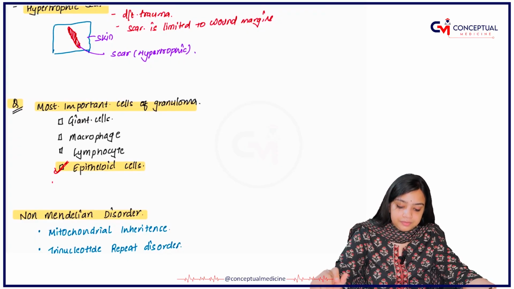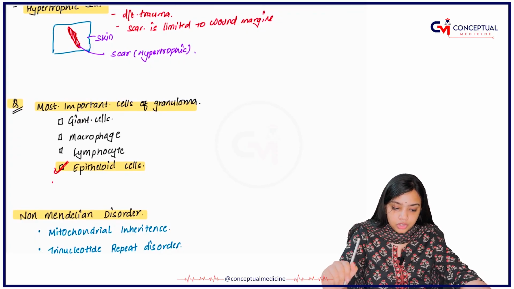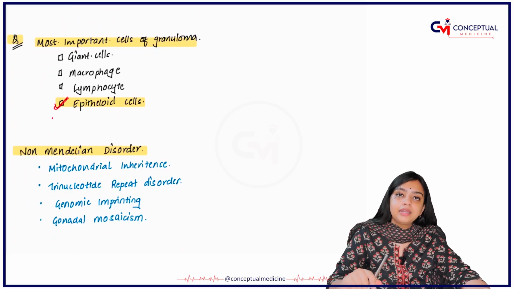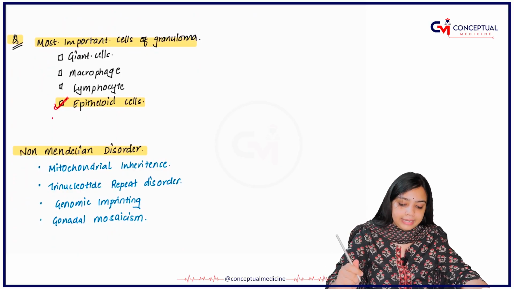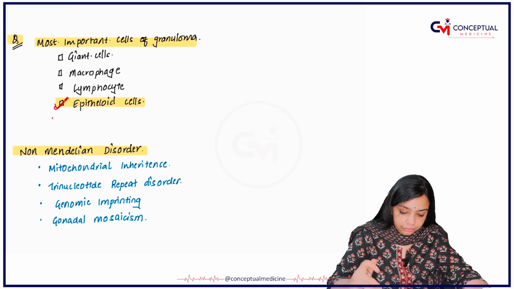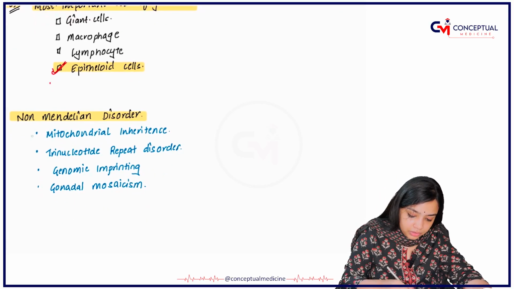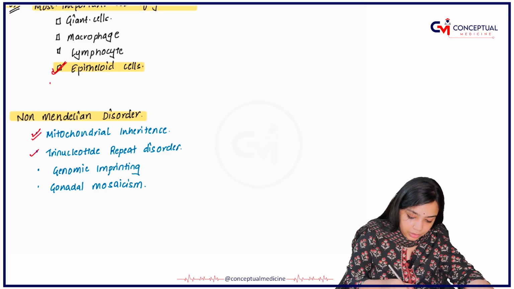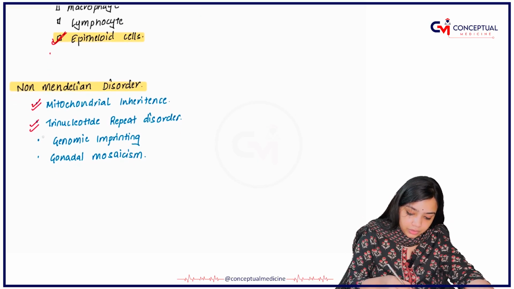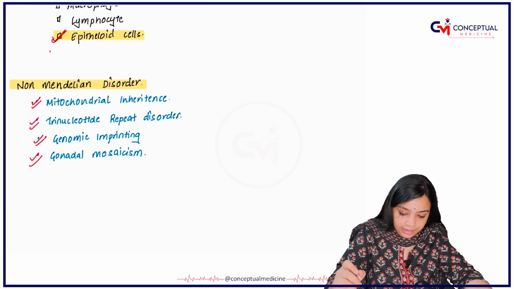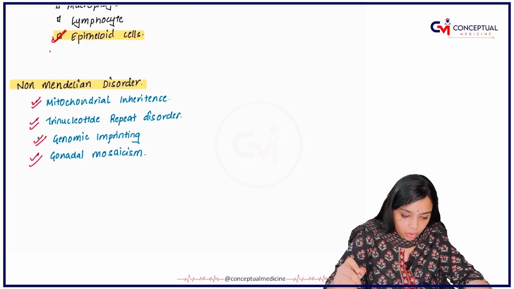Next, we will be talking about genetics. In genetics, we will first talk about non-Mendelian disorders, then Mendelian disorders. In non-Mendelian disorders, you basically have four types. The first one is mitochondrial inheritance. The second is trinucleotide repeat disorder. Third, genomic imprinting. And fourth is gonadal mosaicism.